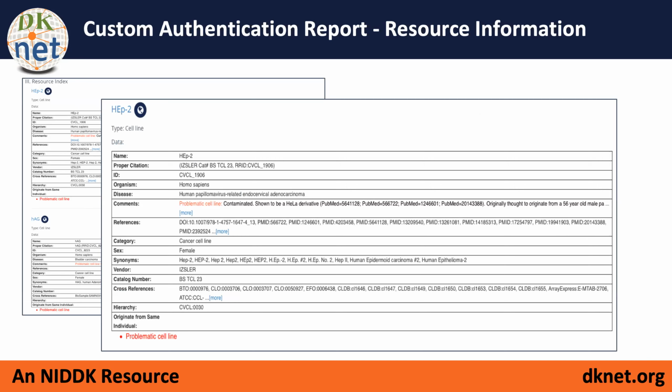The last part of the authentication report is the catalog, the sort of resource index. This provides a breakdown of all the information that we have from these various community registries for these different resources. So it provides you a nice little index with the information from those databases in one report. So it aggregates all that information.